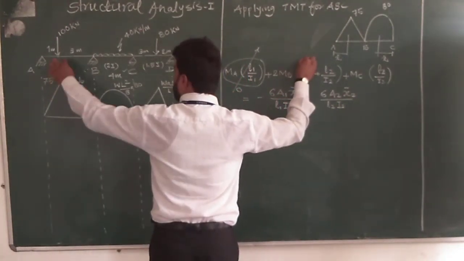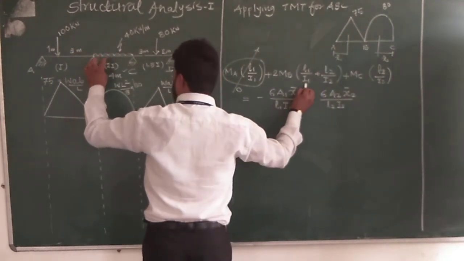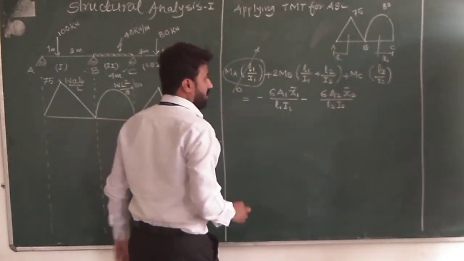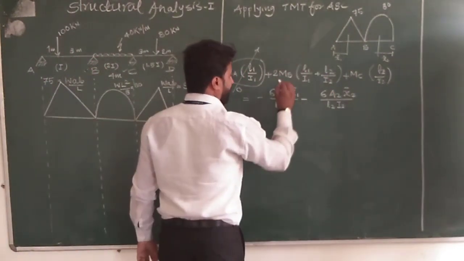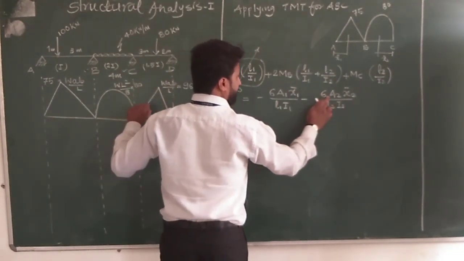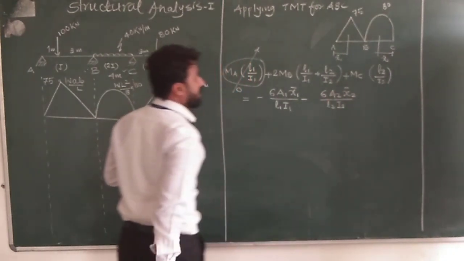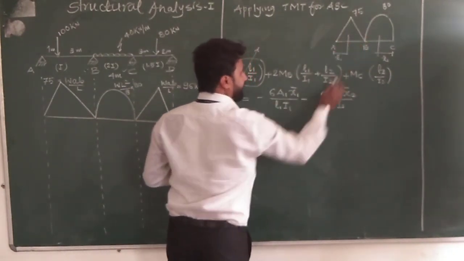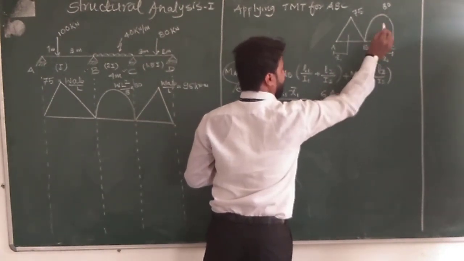L1 is given as 4 meter, L2 is again 4 meter, the value of I1 is I and I2 is 2I. So substitute all these values in this equation. We have to calculate A1, A2, x1 bar and x2 bar. A1 is nothing but the area of the bending moment diagram of the first span, and A2 is the area of the bending moment diagram of the second span.